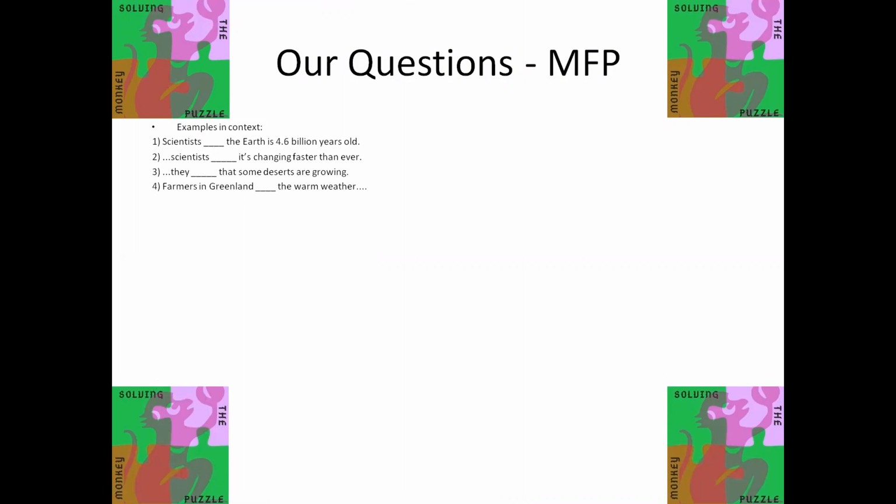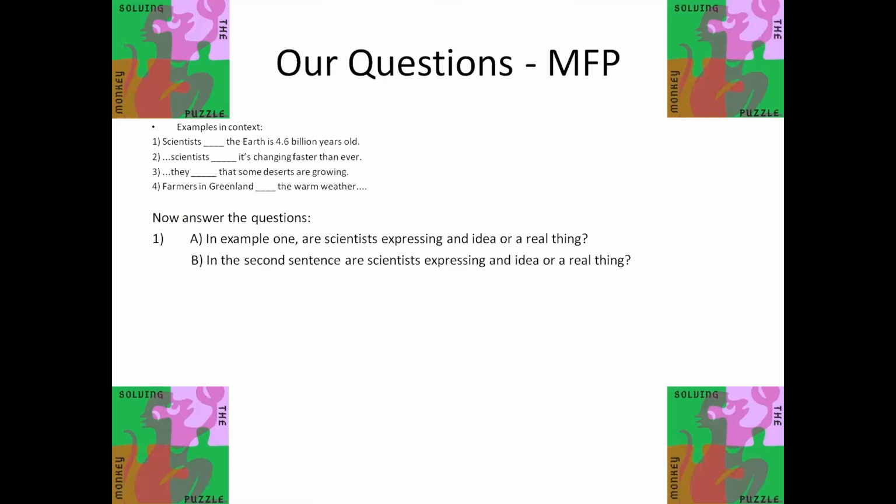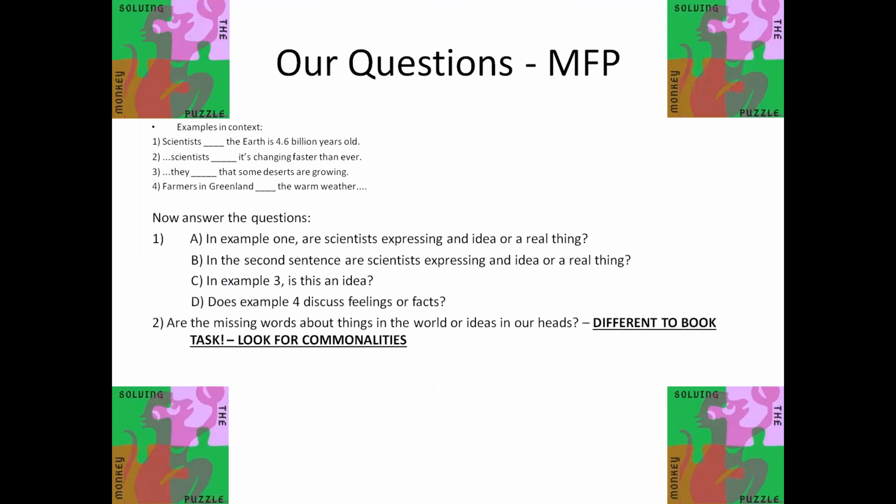Of course, you'd have everything roughly the same size. So the questions are, in example 1, and you can see it here, it's marked clearly with 1, are scientists expressing an idea or a real thing? And the same thing for B, it talks about the second sentence, C is the third example, and D is the fourth example. And then we can take it all together by saying, are the words about things in the world or ideas in their heads?